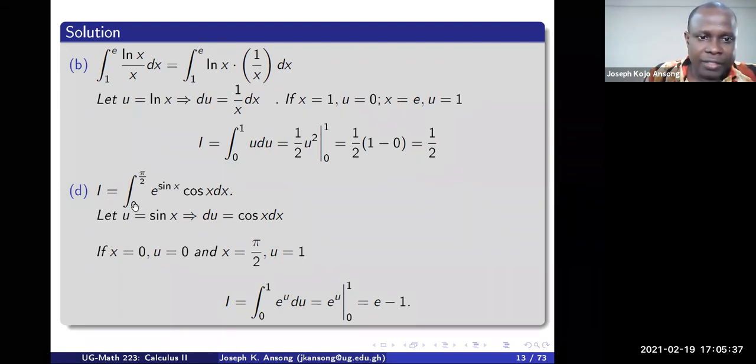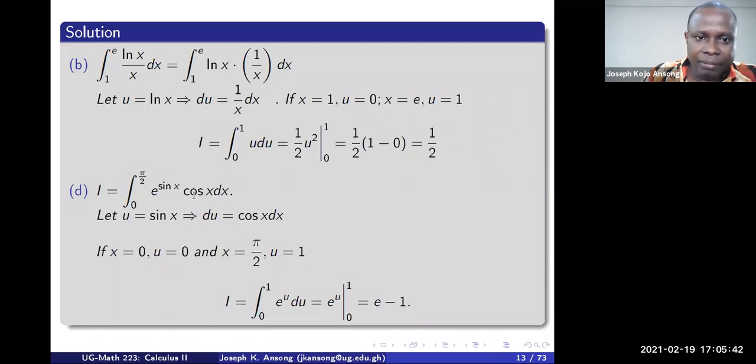I is equal to the integral from 0 to pi over 2 of e raised to the power sine x multiplied by cos x dx. Here, I can make a substitution for sine x, all right? Because once again, when I differentiate sine x, I'm going to get this guy out. I'm going to get cos x dx. So let u be sine x, then du is cos x dx, which means all of this guy becomes du. And I just have e to the power u du to integrate.